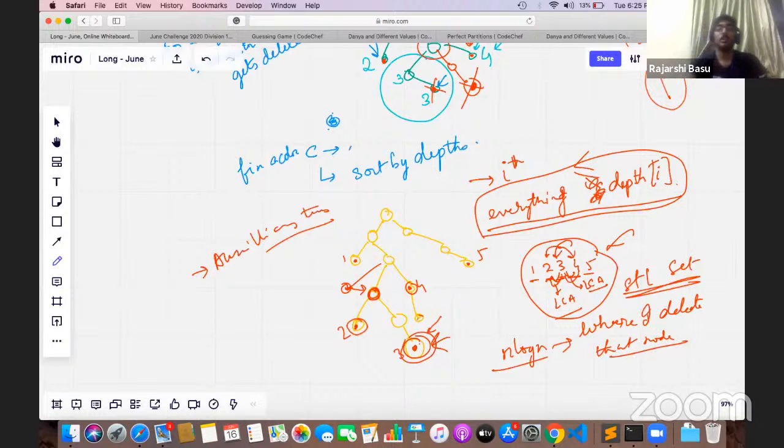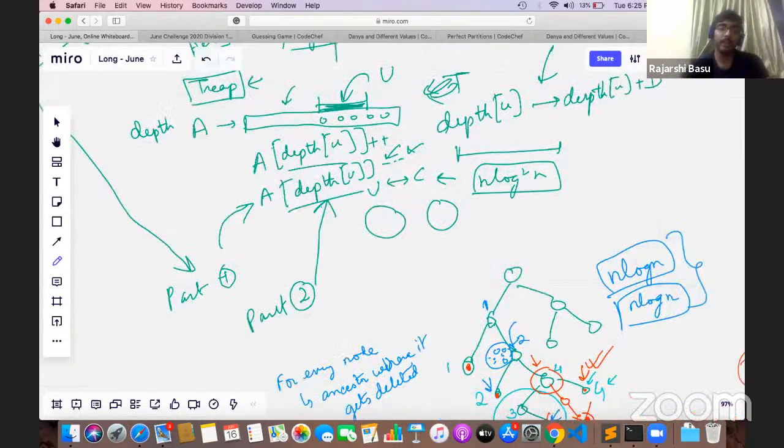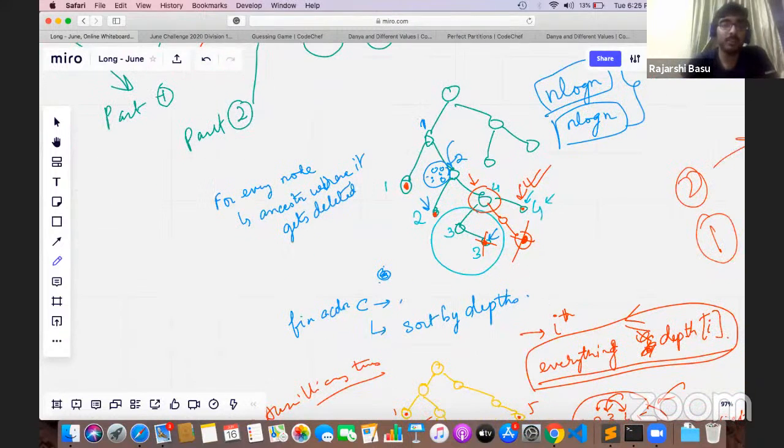If you know where you delete that node, you can take care of these minus minus operations. The plus plus operations are very simple. When you encounter a new color, you just make it the representative color, a representative node of that color. So you just do a depth plus plus at the particular depth that you're standing on. Now, part 2 is done.